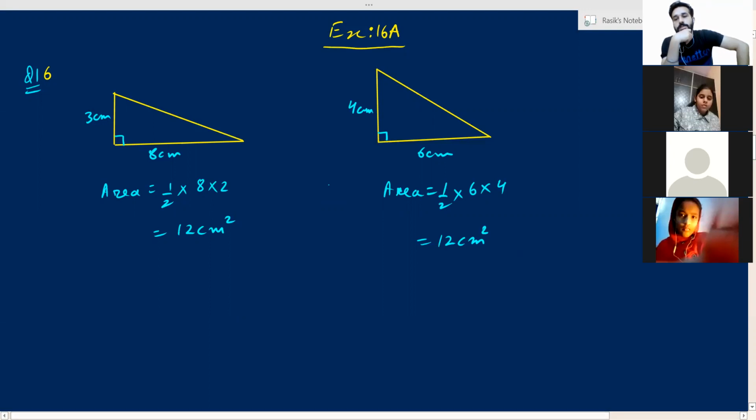If we make two triangles where the areas are same, can we say that the two triangles are congruent? No, sir. The shape is different. The lengths of the sides are different, so they are not congruent. Areas are same, but the triangles are not congruent.